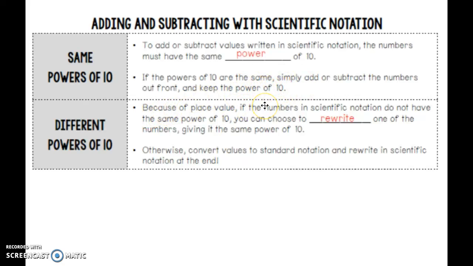If you have different powers of 10, that becomes an issue. So what I typically recommend students do is rewrite one of the numbers, giving it the same power of 10. Or you can always just convert the values to their standard notation, line up your decimal points, and then once you get your answer, rewrite it in scientific notation at the end. Most students prefer this method rather than trying to rewrite it to have the same power of 10. So we'll go over both ways.